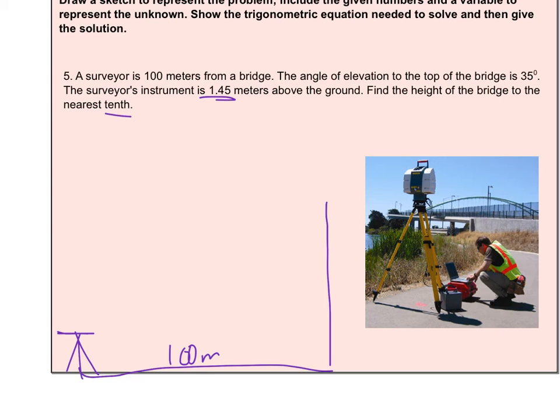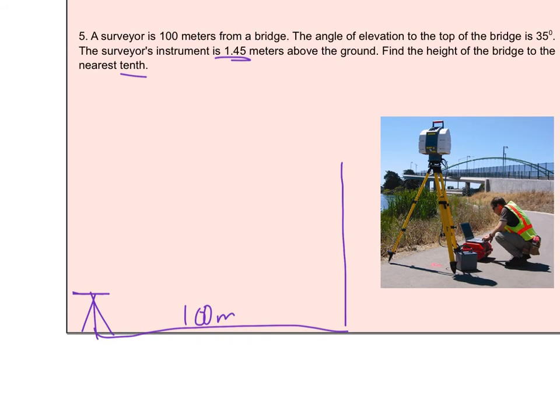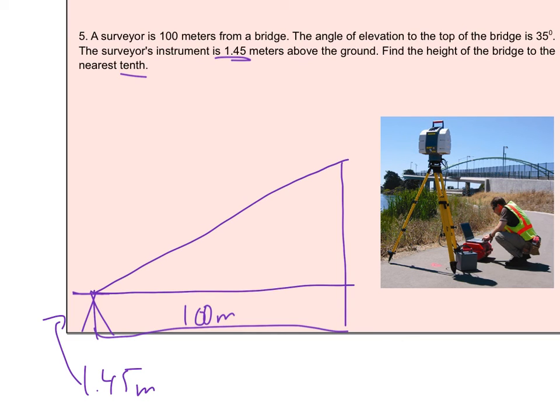Okay, this is 1.45 meters off the ground, and the angle of elevation to the top of the bridge is 35 degrees. So that is 100, that is 35. Figure out the height. So when I figure out this height, all I got to do is add 1.45 meters to it. So once again, I'll use tangent. Tangent is a very popular one to use right now.